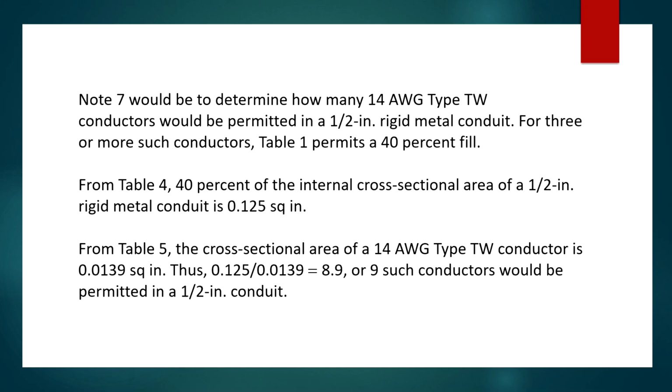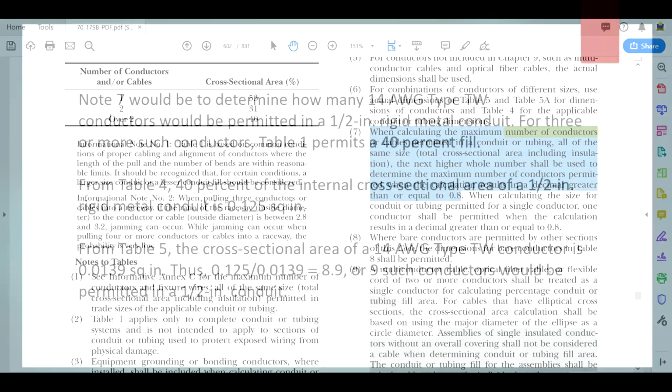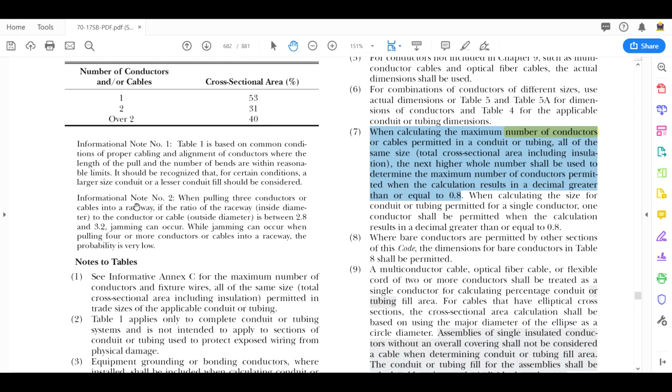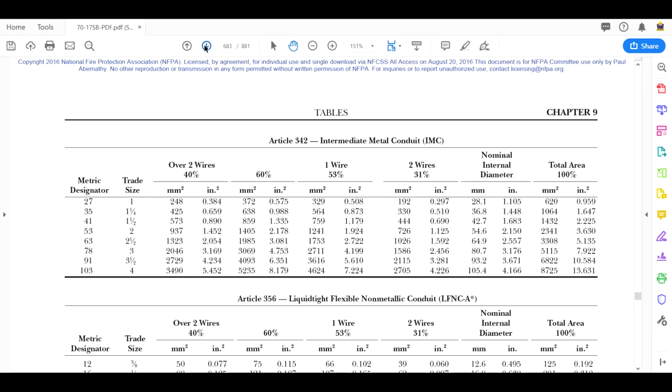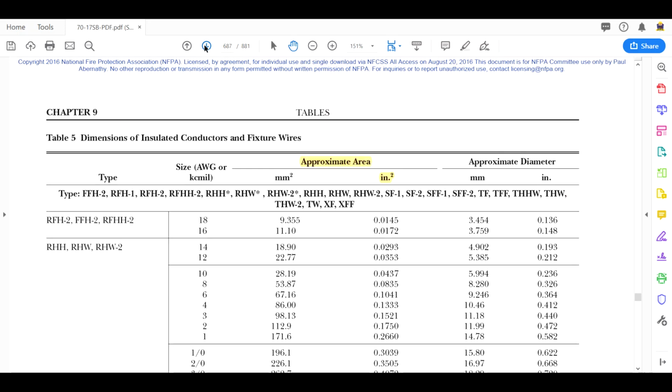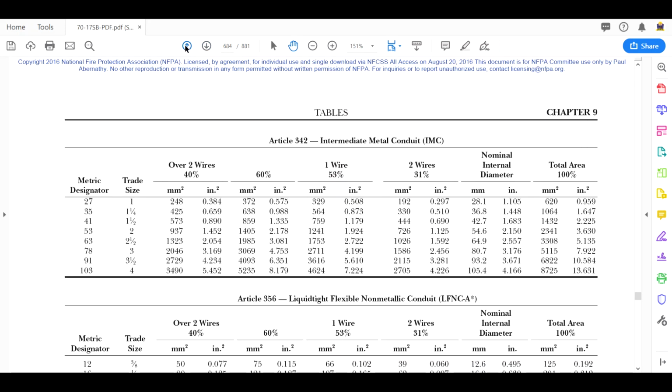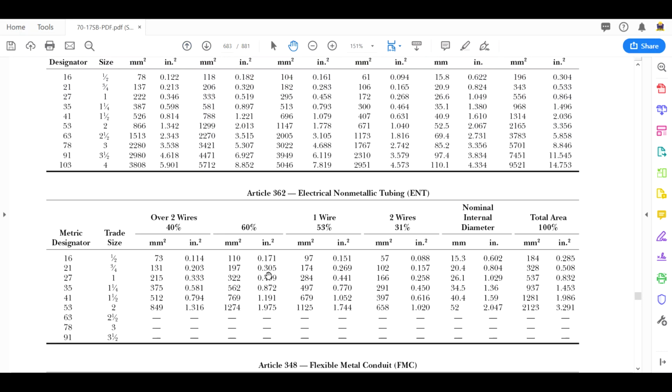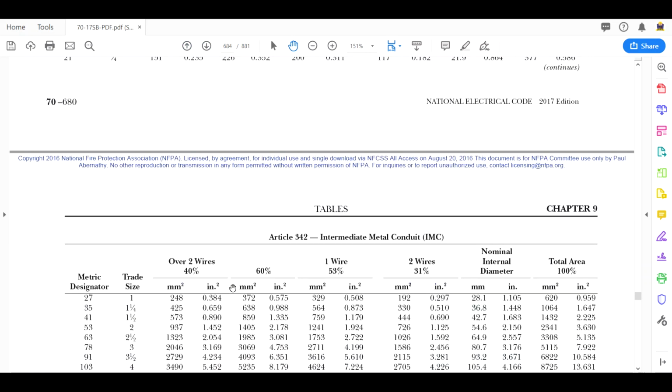Now, we can verify that by going to the code, and we'll just go and verify that. So we're going to go down to rigid, and let's see here. Oh, I went too far. Might have to scroll down for me to find it here.